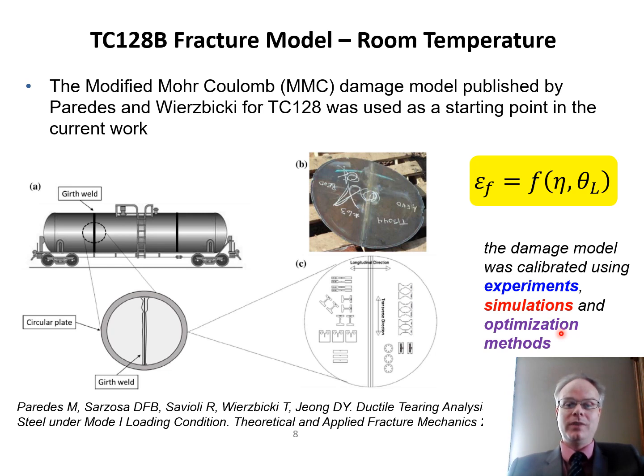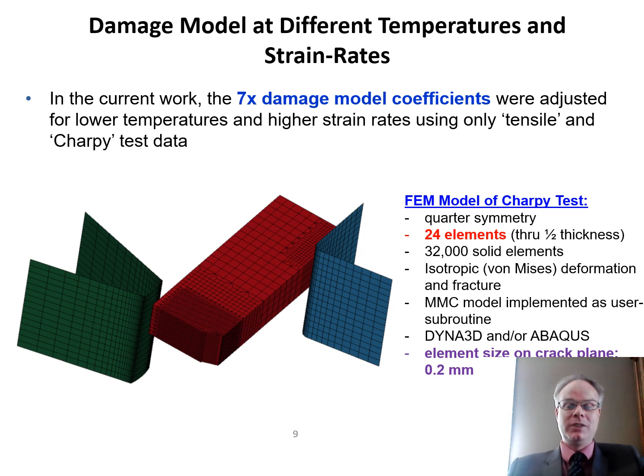And so a lot of extensive work goes into calibrating and validating the material model for one temperature and one strain rate. And so really the question in this work is, can we take that well-developed model and just vary it a little bit for different temperatures and different strain rates, and all we have to calibrate it is a tensile test and a Charpy test? That is kind of the question.